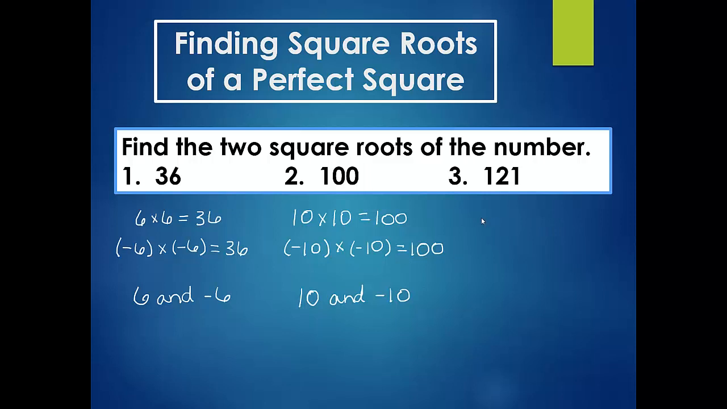And now for number 3, we have 121. 11 times 11 equals 121. And negative 11 times negative 11 equals 121. So our two square roots would be 11 and negative 11.